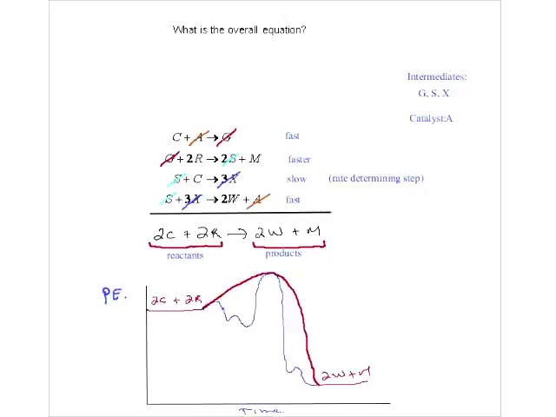So technically speaking, what we like to do with A is write it over the arrow and say, in order for this reaction to proceed according to this mechanism, A is required as a catalyst. It's not involved as a reactant, it's not a product, but it's required to get this reaction moving faster. So A would be consumed in one step and then recycled in another.